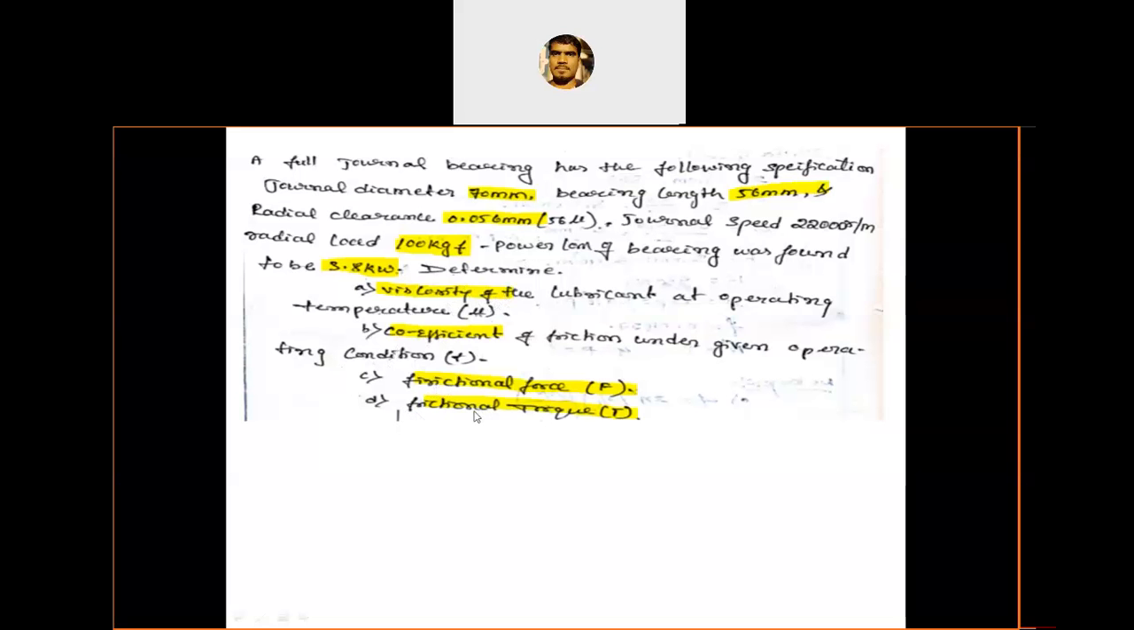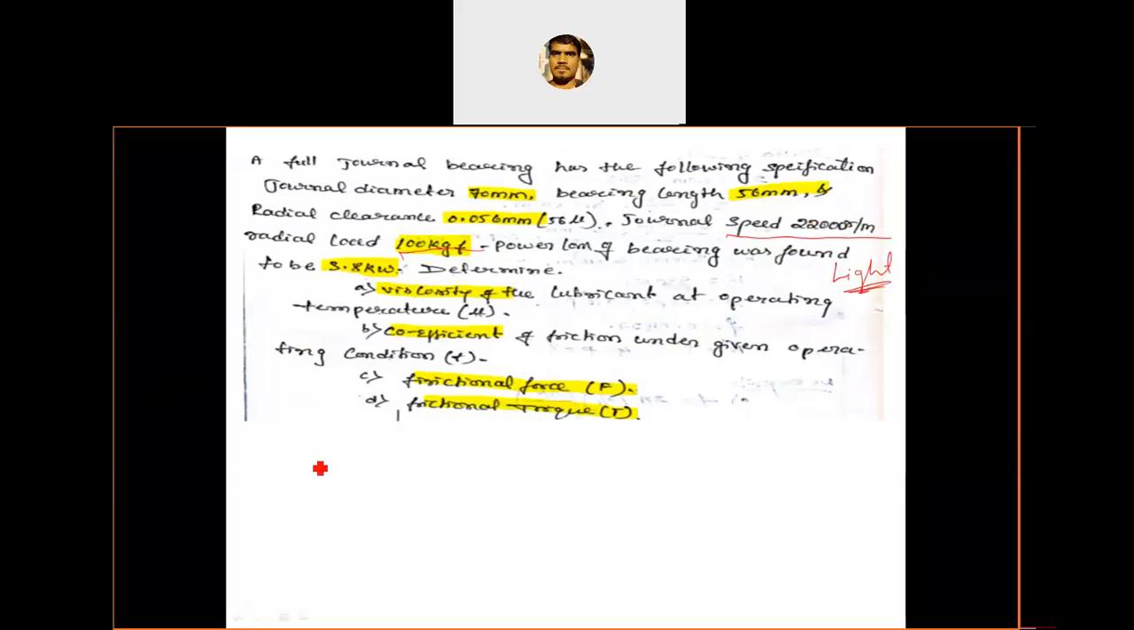Here also, it belongs to the same lightly loaded bearing, because here you can observe that in the lightly loaded bearing, the speed is always high and the load is always low. That's why it is called a lightly loaded bearing. Speed is very high and load is very low. So here you just write down the data given. What are the data given?